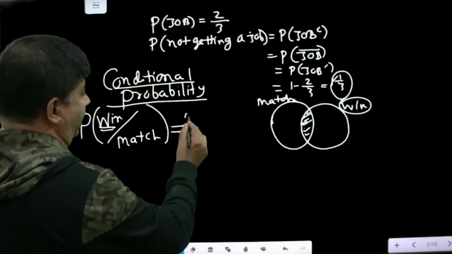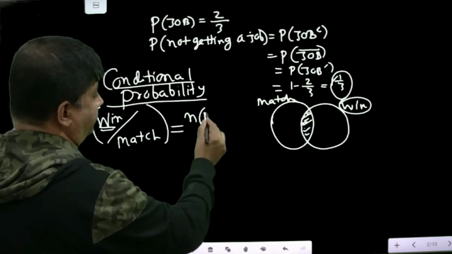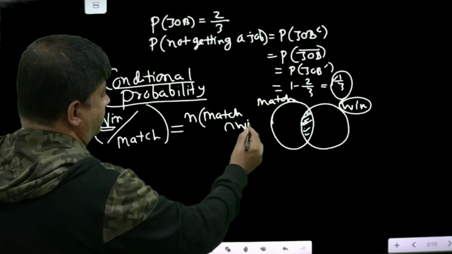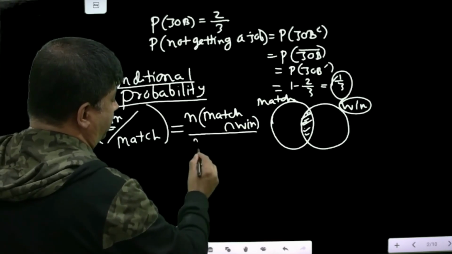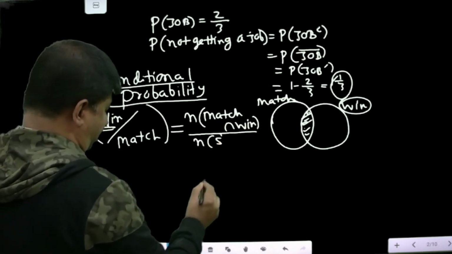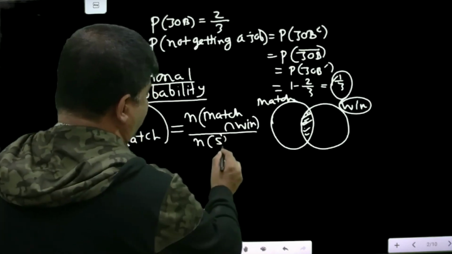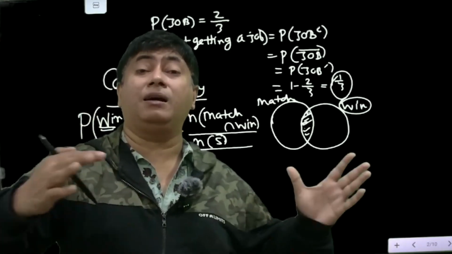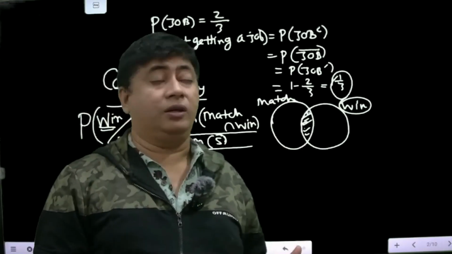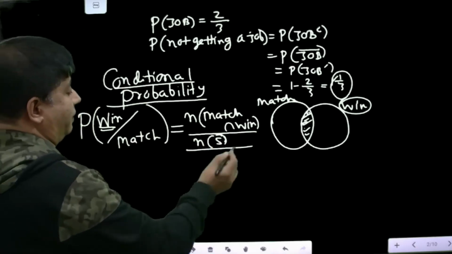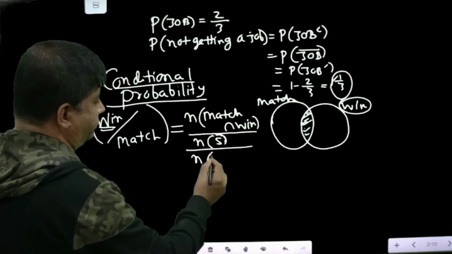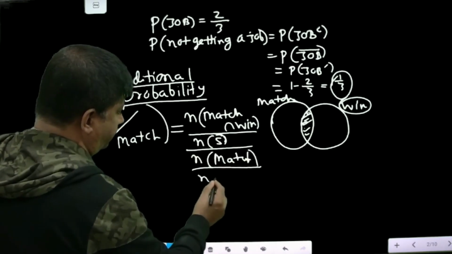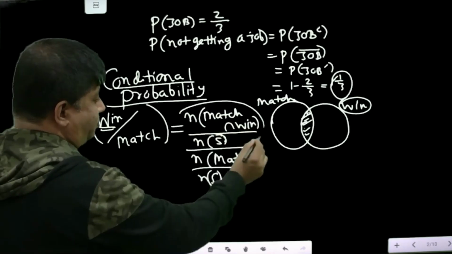So in the intersection of match and win, divided by the total event. Total event means universal set. You can ask me what the universal set is. At the same moment, so many matches are being played, not only that match. Okay, that is the universal set. So this part gives us the probability.